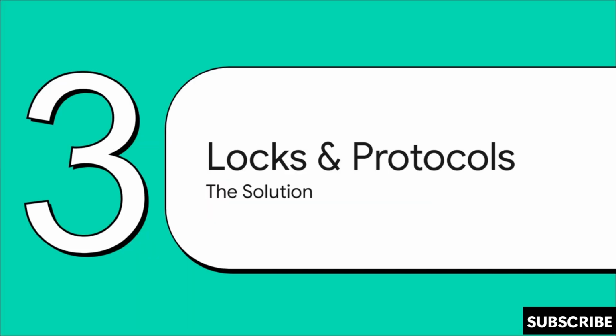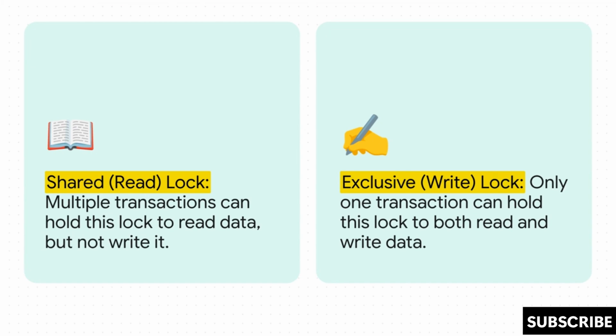So how in the world do databases stop this kind of madness? Well, the most common solution is actually a really elegant and powerful system of locks. Think of it like a library book. Lots of people can put a shared lock on that book. They can all read it at the same time inside the library. But only one person can get an exclusive lock, which is like checking the book out. Only they can take it home and write in the margins.